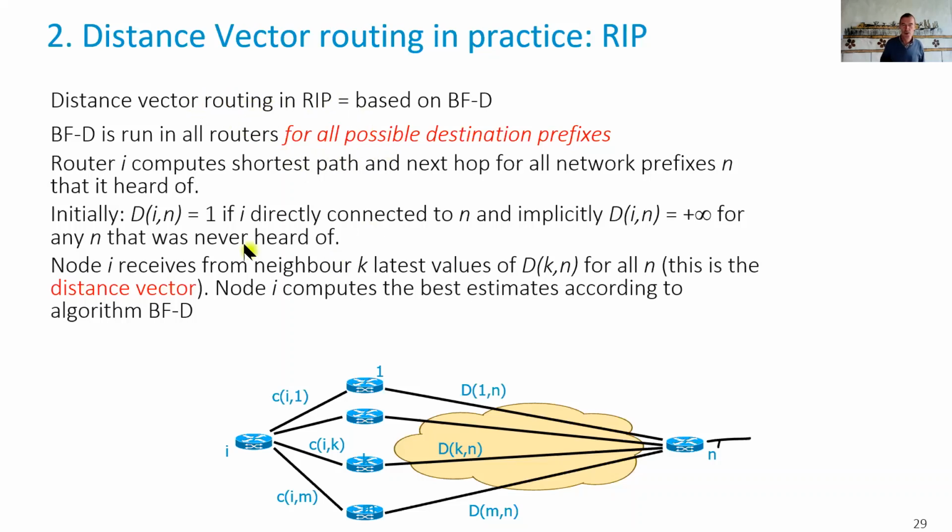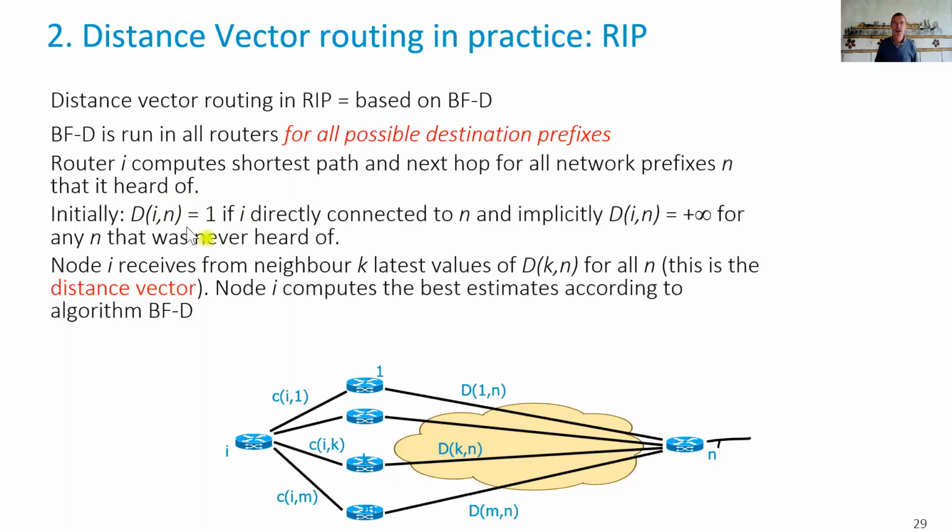So RIP will do exactly what we said, except of course we do it for all possible destinations. So we run Bellman-Ford not just for node number 1, but for all possible destination prefixes here. Initially, node I will say that the cost of going to a prefix n is 1 if it's a prefix that is on one of my interfaces. Otherwise, I set it to infinity, and then I will do what we said before.